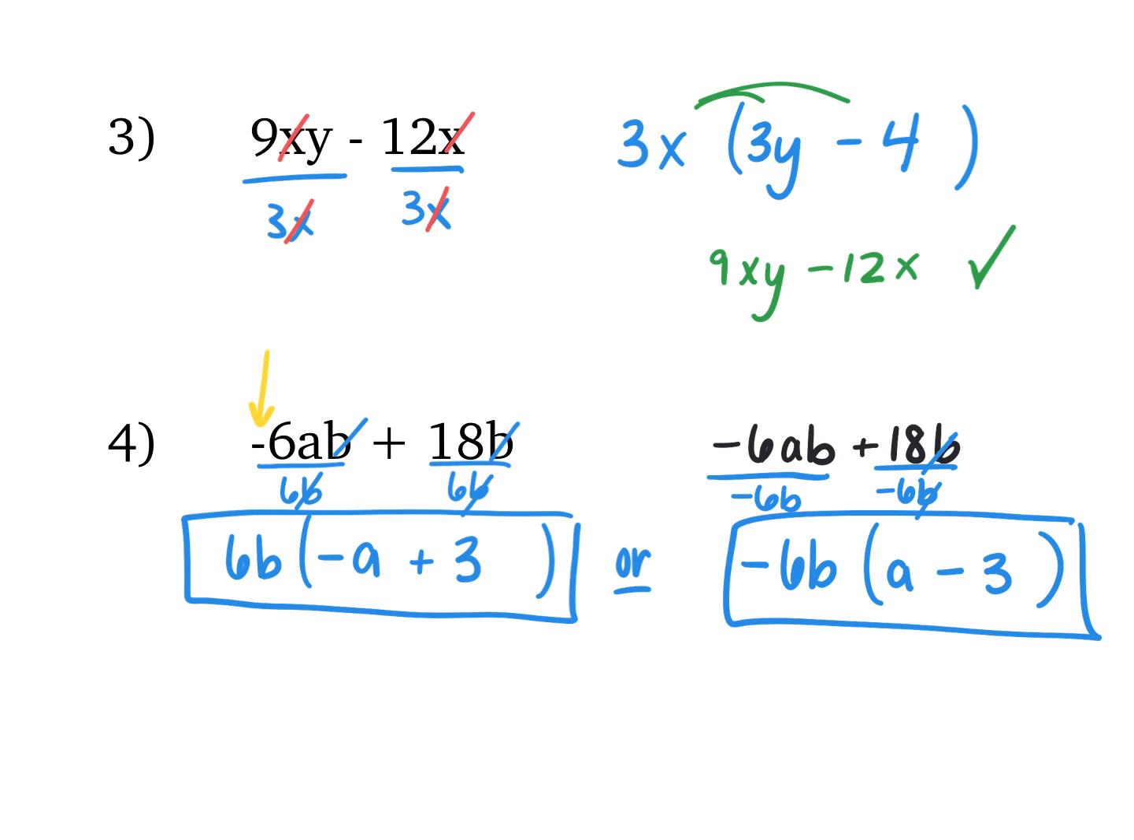Now, if you distribute each of these, they give you the original expression, which is why both of those would be correct. In the future, when you start using factoring to help you do other things, this way is going to be a little more beneficial for you. But for now, just factoring out greatest common factors, either of those would be acceptable.